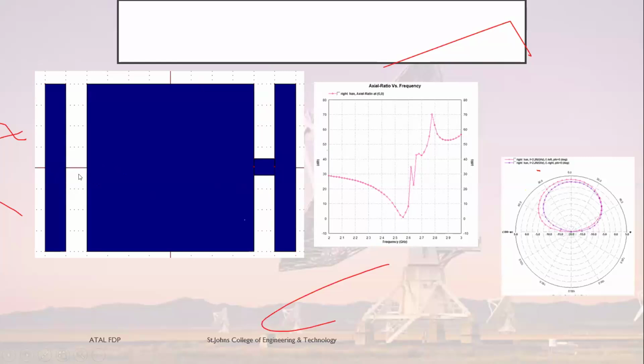So to get circular polarization, we should know the condition. What condition? There should be two modes which should be excited. So TM10 and TM01, two modes should be excited only when the current in the left hand and right hand side must be different. Two frequencies must be excited. So that is the reason. Here also I am getting, look at that axial ratio, approximately 0 dB. So here also I am getting circular polarization.